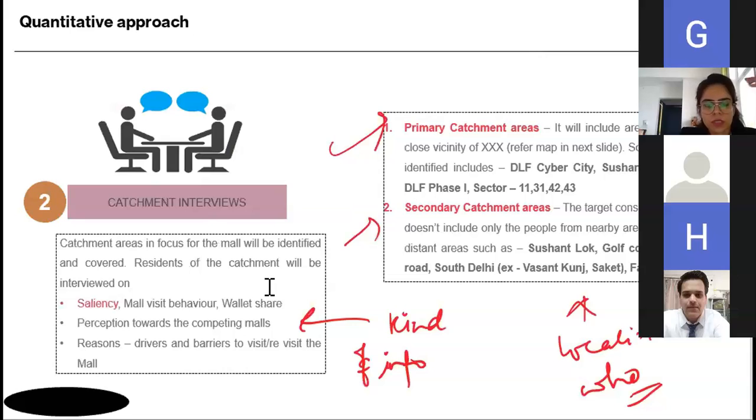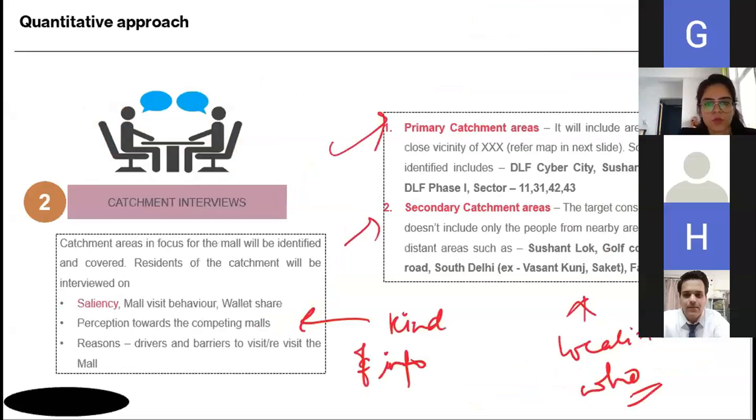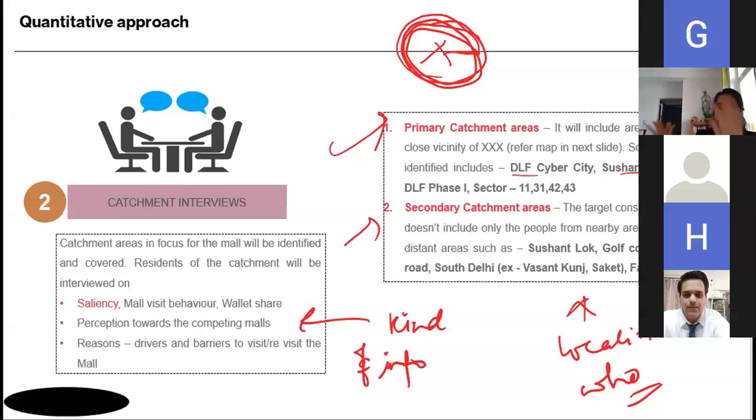So the first was the shopper exit interview, where we took profile identification details, and the second one was catchment interviews. So what is a catchment? If this company wanted to build a mall here, then in this smaller circle, maybe a radius of 2 kilometers or 5 kilometers, is the primary catchment area. Whoever lives in this close vicinity of DLF Cyber City, Sushant Lok, all these places serve as the primary catchment area. All those people living near that mall location will come to that mall.